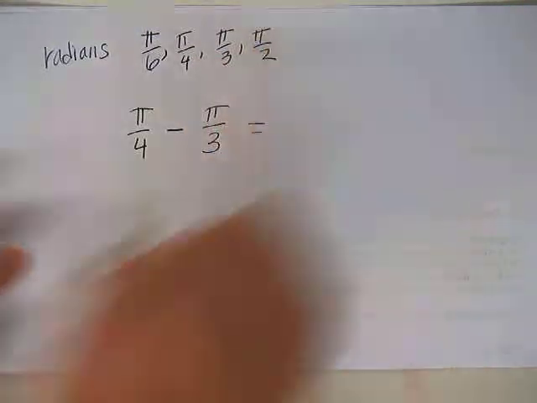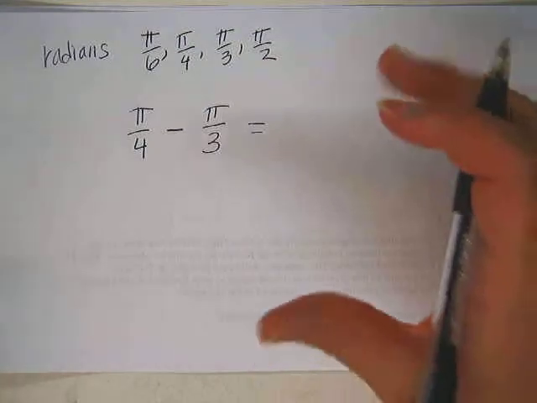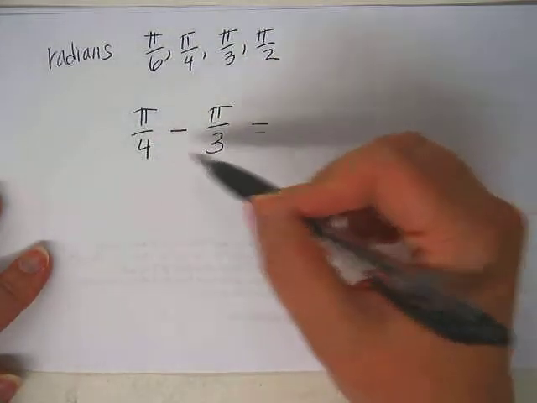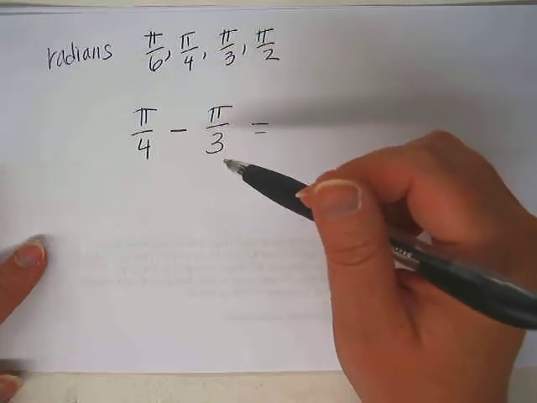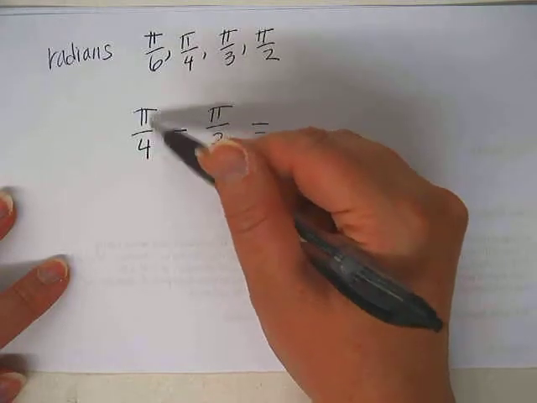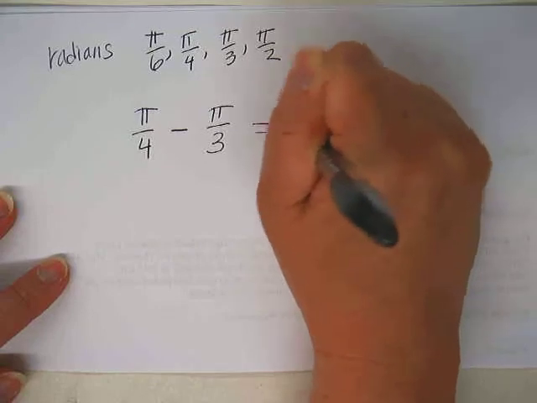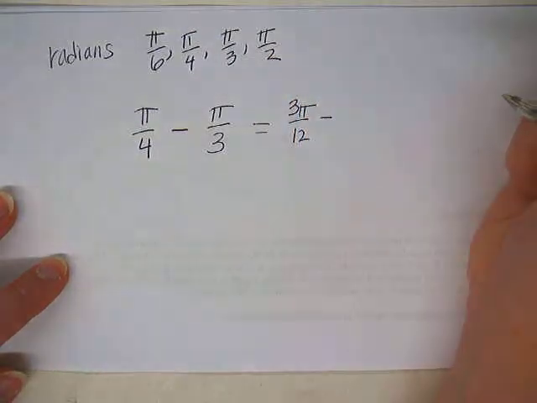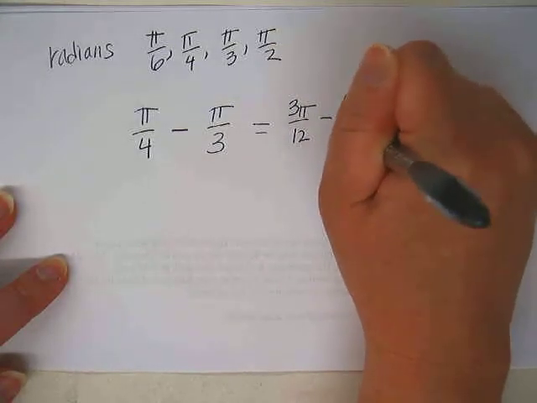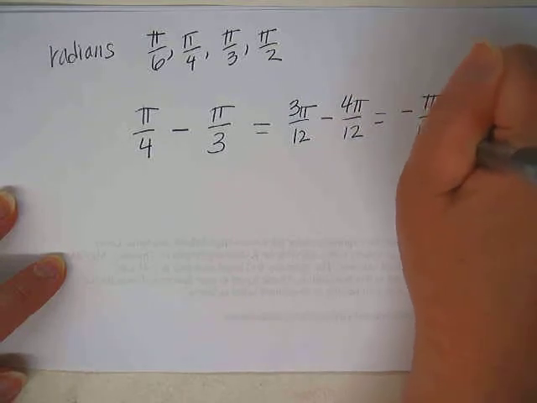Pi thirds, that's fine. Okay, can we just subtract these right now without any problem? If you can get the same denominator in your head really fast and do it, that's fine, but I'm not that good. So let's go ahead and get a common denominator first. So what will the common denominator be? 12ths. So what do we multiply this one by to get 12ths on the bottom? 3. So 3 pi 12ths minus 4 pi 12ths.